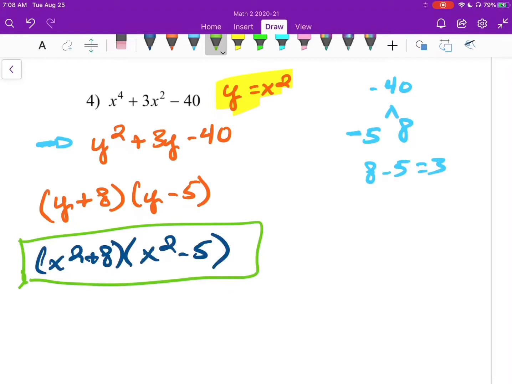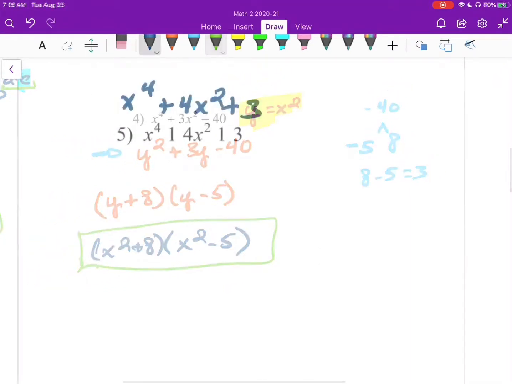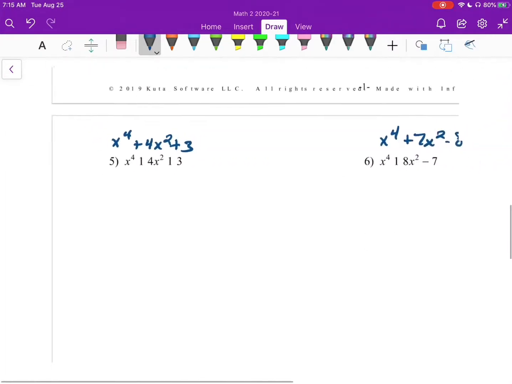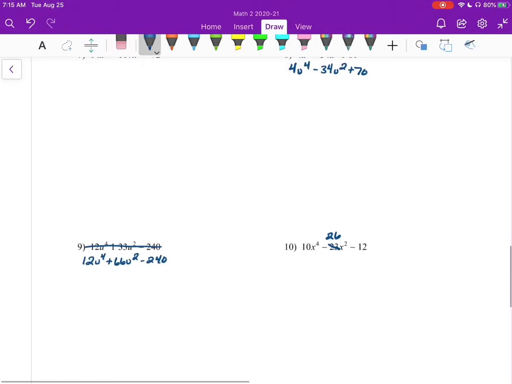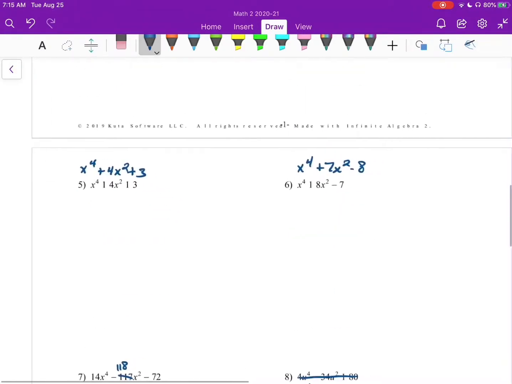I believe there's going to be a problem where we can factor it again. It'll make more sense when we see that. All right, continuing on. I don't really know what my OneNote app did, but it messed up all the problems on the back page, so I had to pause and correct those.